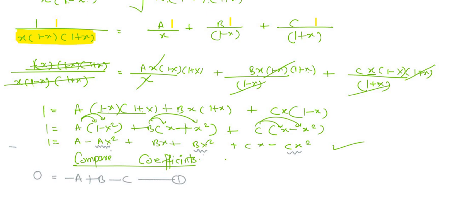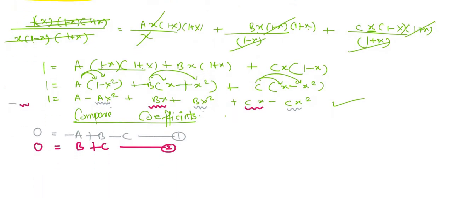Now let's see here, what is the coefficient of x? b, c, and here is nothing, okay? So can I write 0 is equal to b plus c, this is equation 2, okay? Now let's see the next coefficient. a alone. Is anything else there? Nothing else. So here the constant is a. So can I write 1 is equal to a, equation 3.